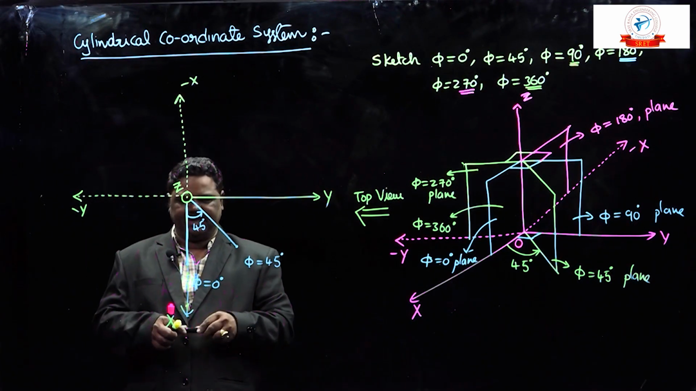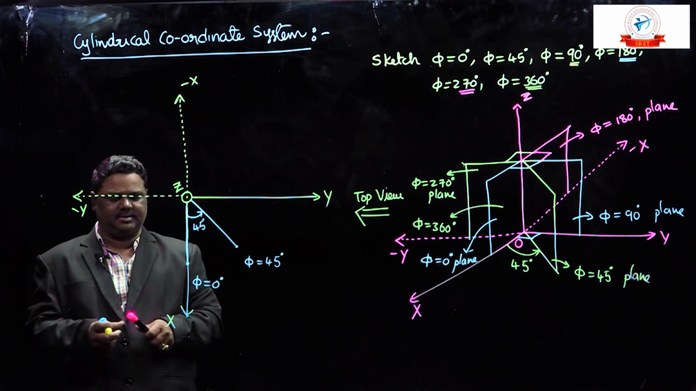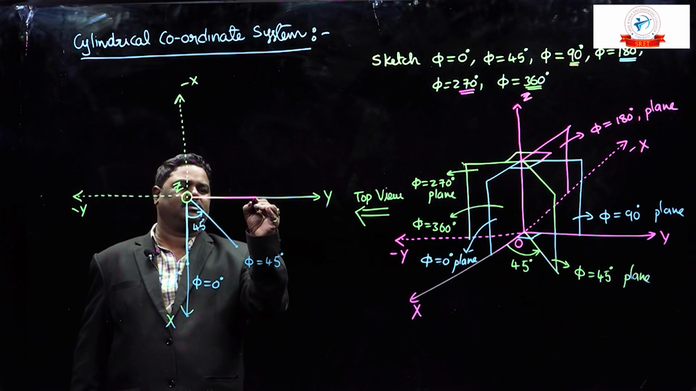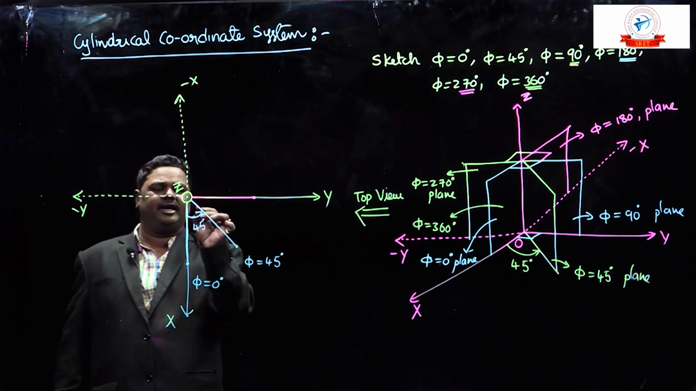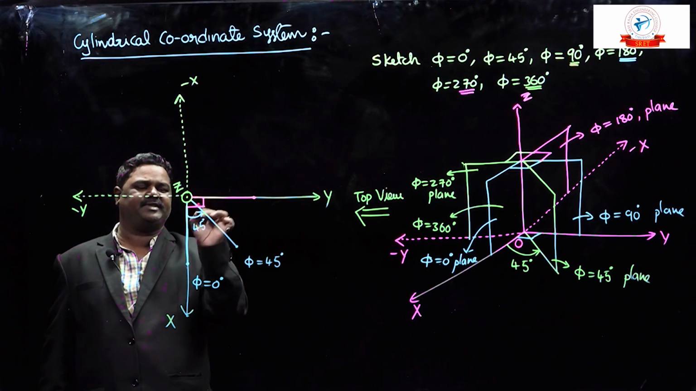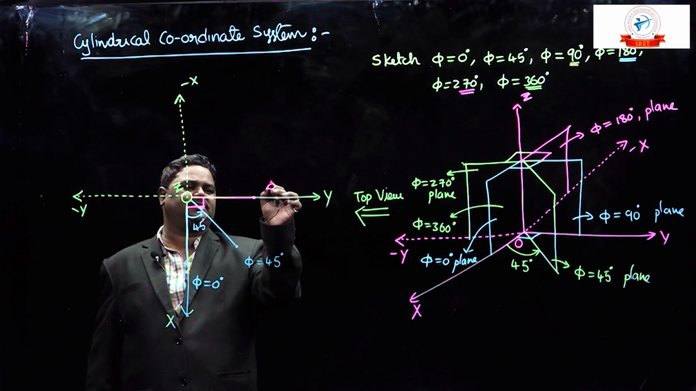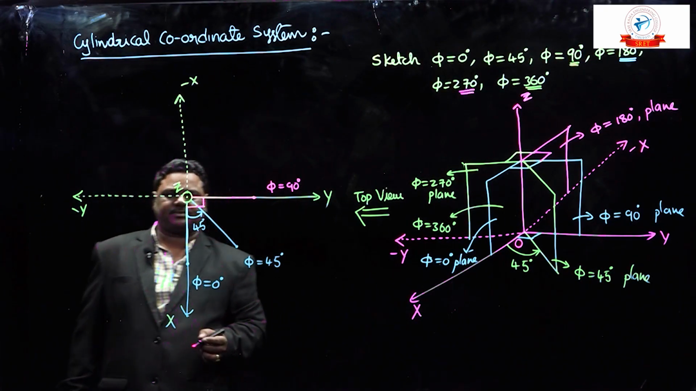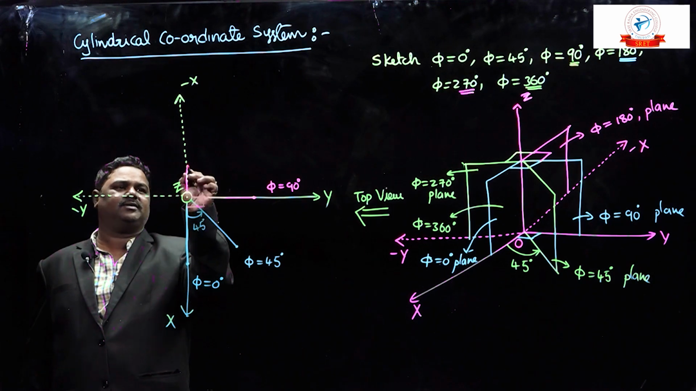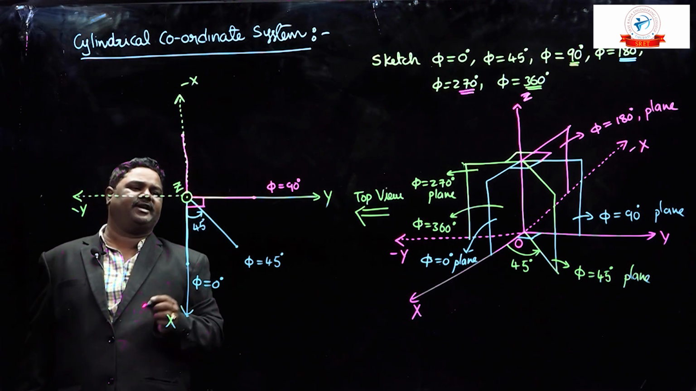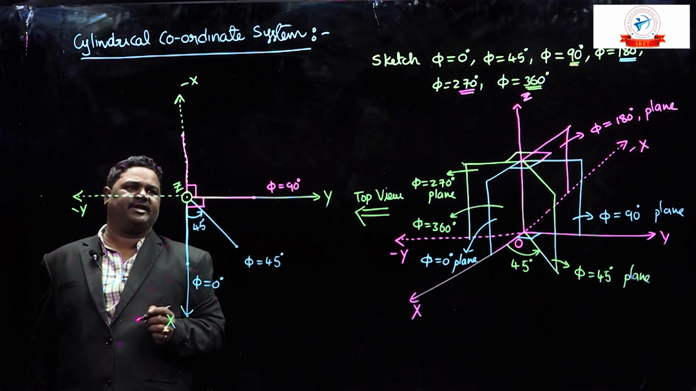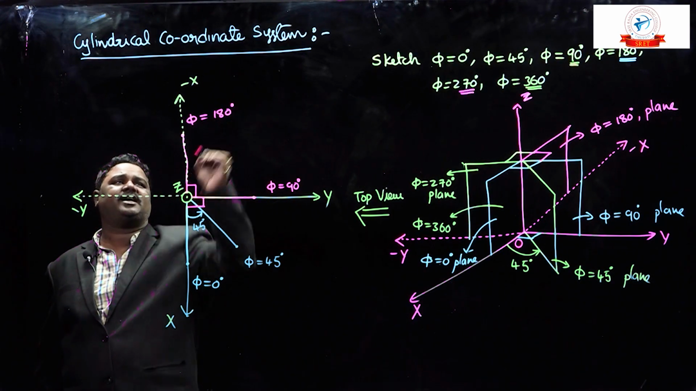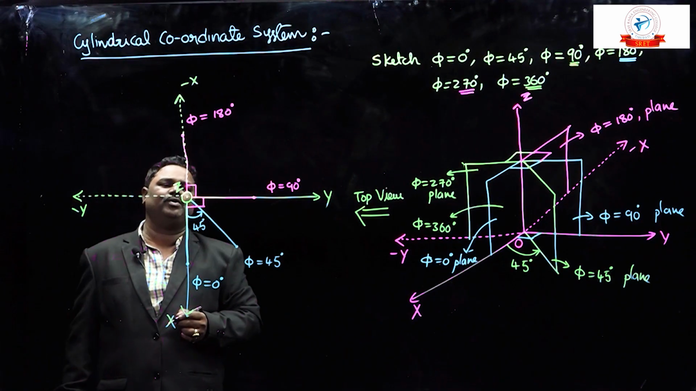Okay, similarly, if plane moves on to y axis, okay, it makes 90 degrees with x axis, so this is called as phi is equal to 90 plane. Okay, when the same plane moves or rotates further 90 degrees, it makes another 90 degrees, which is making 180 degrees with x axis. So this plane is called phi is equal to 180 plane.